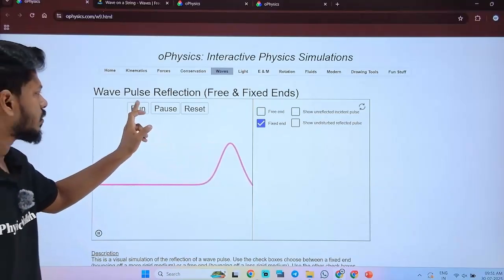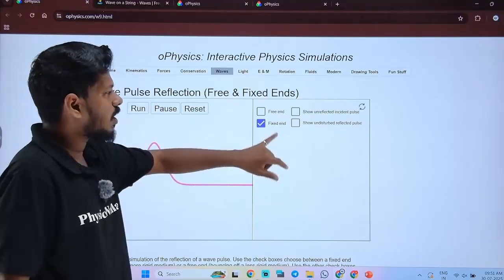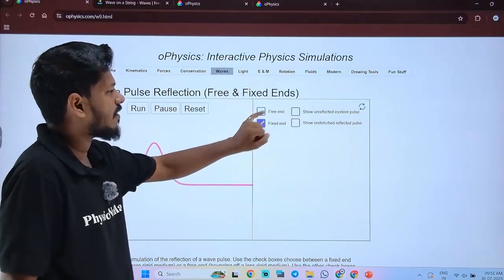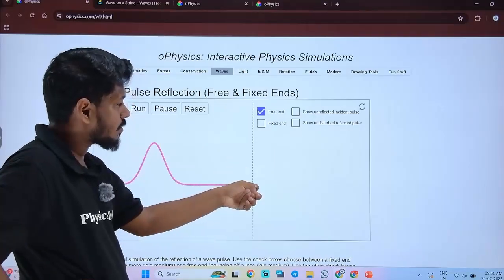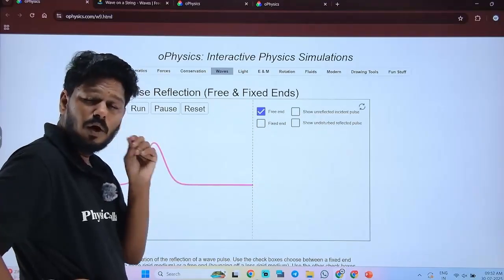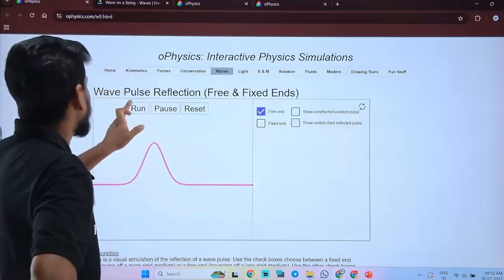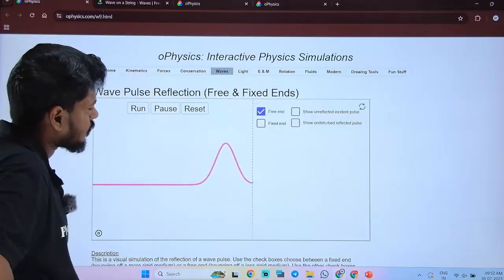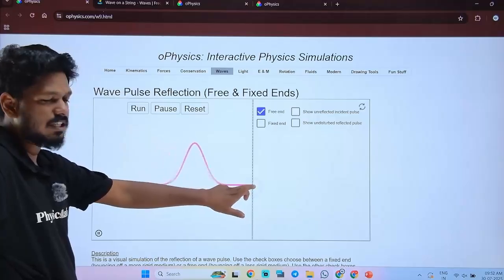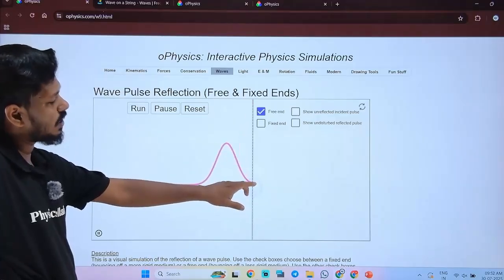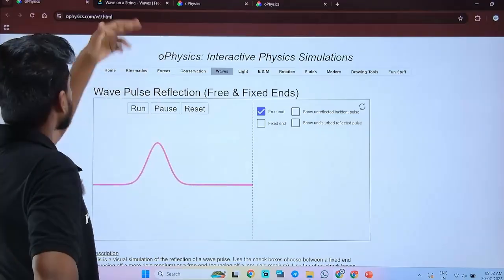Now what will happen if I have a free end? After reflection, the end is free to move, right? So the end is movable. What will happen? Upward wave will return as upward wave itself. See this. Last time this end was fixed, it cannot move. But now this end can move, therefore. For better understanding, I will show you in another simulation.